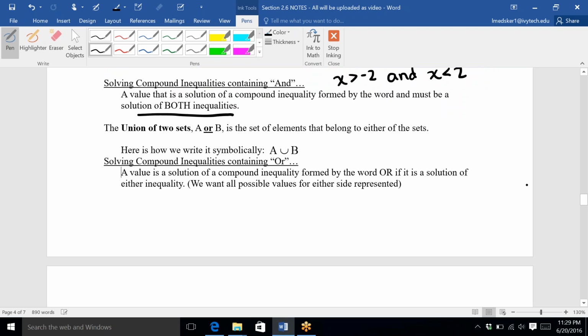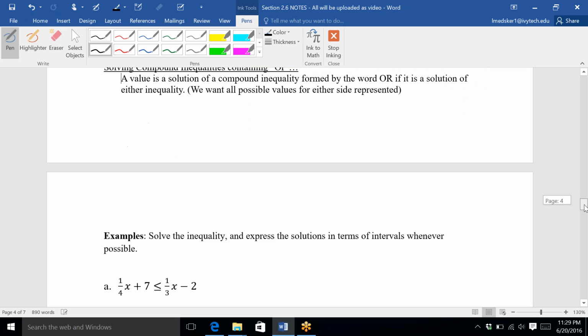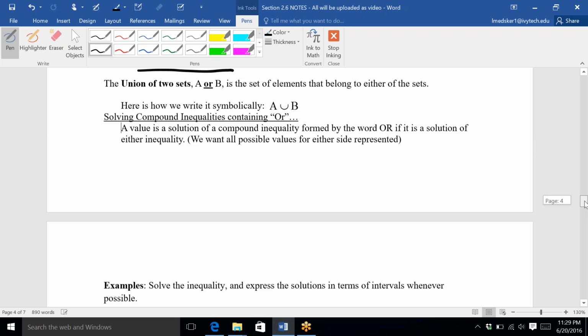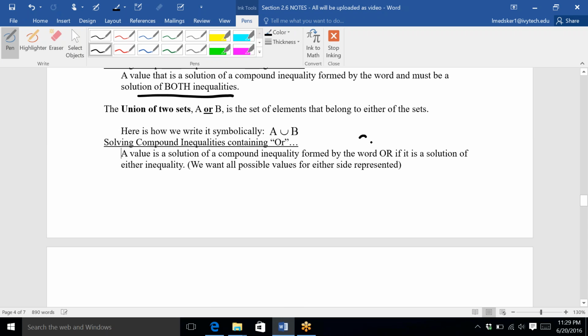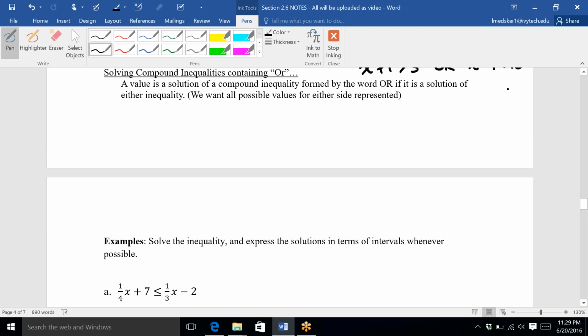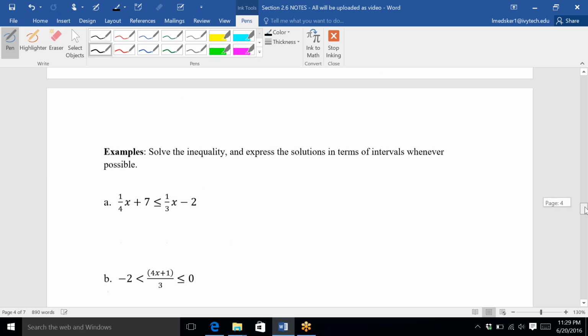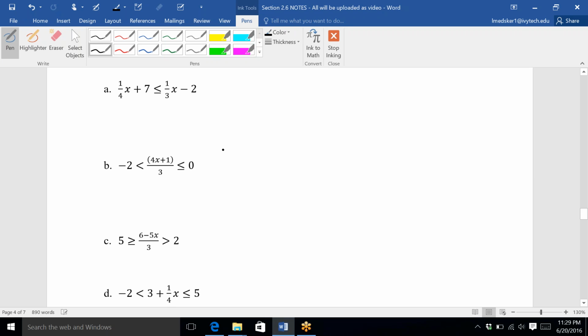A union is where you say everything that belongs to either set is an answer. So in a union, you would actually have to have an equation, and then you'd have to have the word or, and you would have to solve both and see what solutions work for either the first one or the second one or both. Okay, so we won't be doing much of those. That comes kind of in with the absolute value stuff. We'll talk about that then.